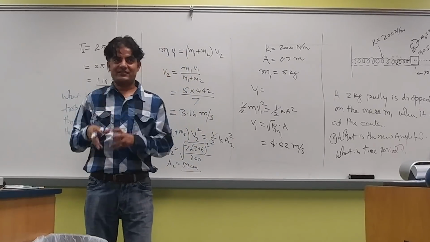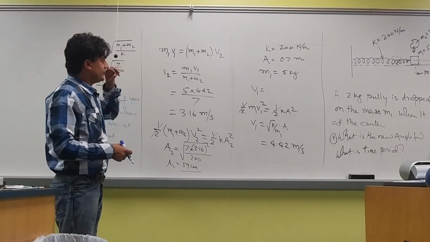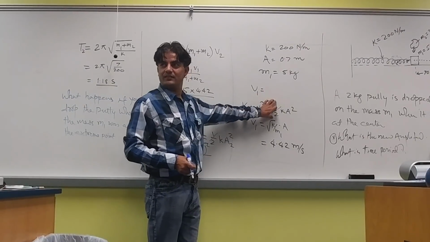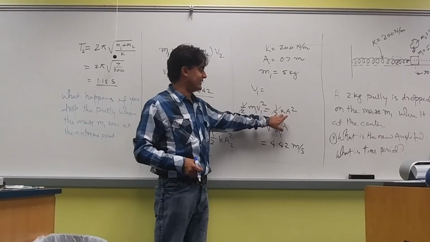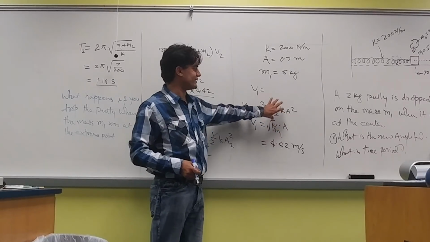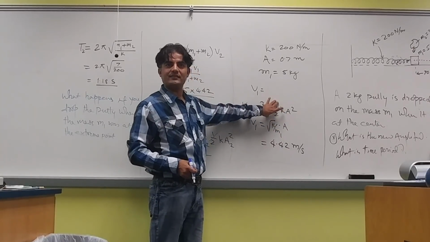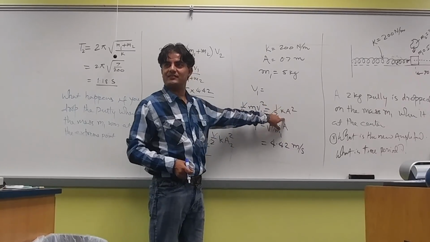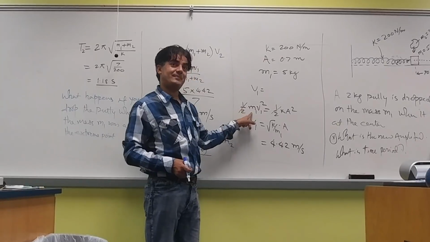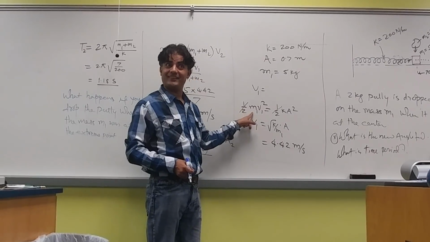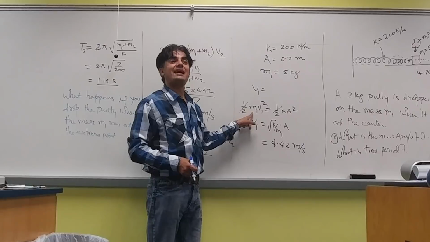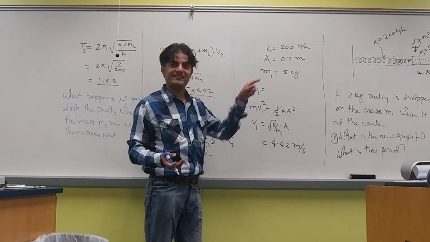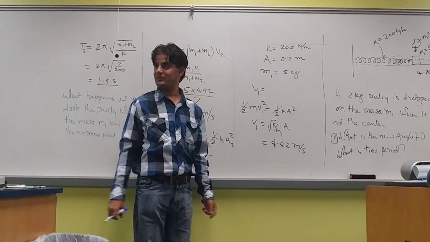When you add the mass at the extreme point, your potential energy, which is 1/2 k A squared, remains the same. It has to do only with the amplitude and doesn't depend on mass. But your kinetic energy depends on mass. Are you following? So you will have a new velocity at the center. It will not be 4.42.